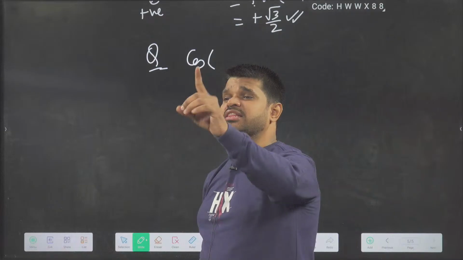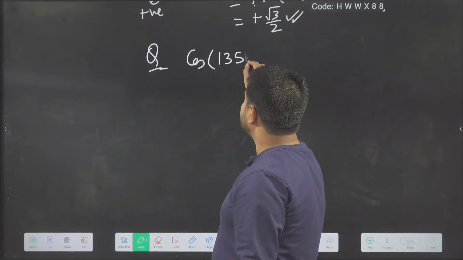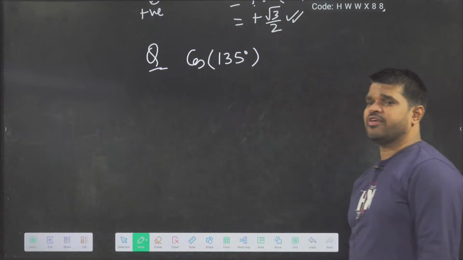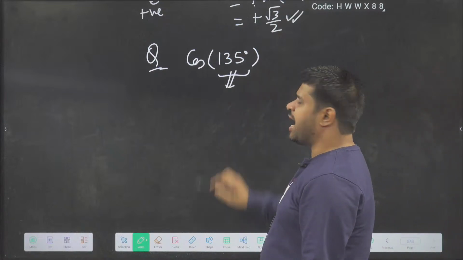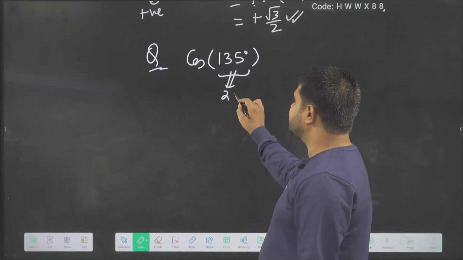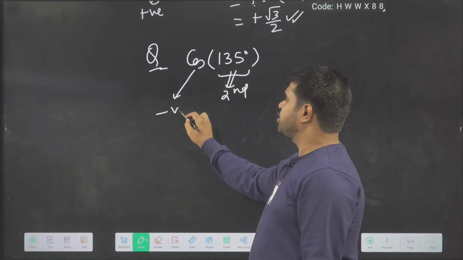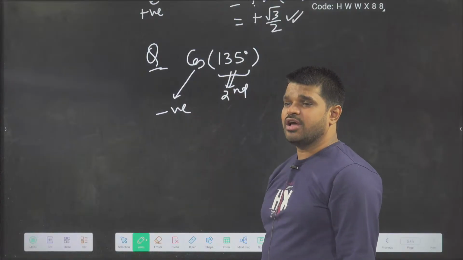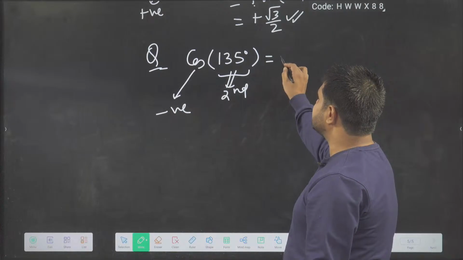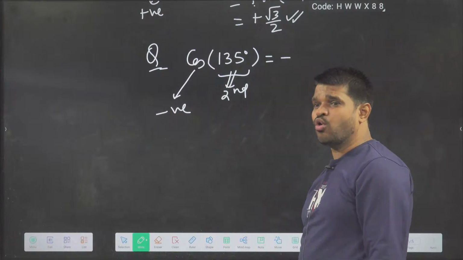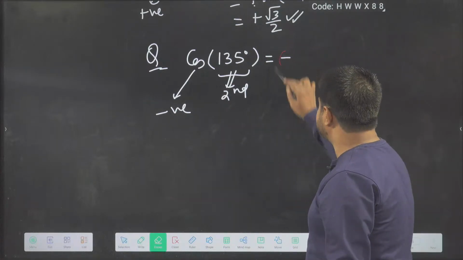Let me take 135. Good. Cos 135. Now my question. First question. Angle is of second quadrant. Angle is of which quadrant? Second. In second quadrant, cos is what? Negative. So answer will be negative. Answer will be positive or negative? Negative. Okay, so answer will be negative. Just wait. In next step I will write.